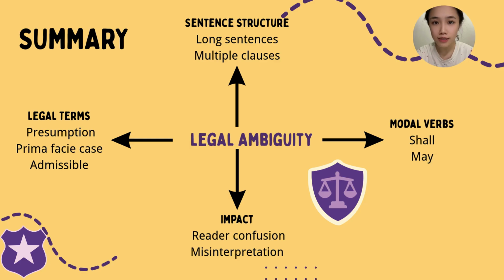Throughout our analysis, we found several sources of legal ambiguity. These include legal terms such as presumption, prima facie case, and admissible. We also discussed modal verbs like "shall" and "may," which have specific legal meanings. In addition, long and complex sentences can make legal text difficult for ordinary readers to understand.